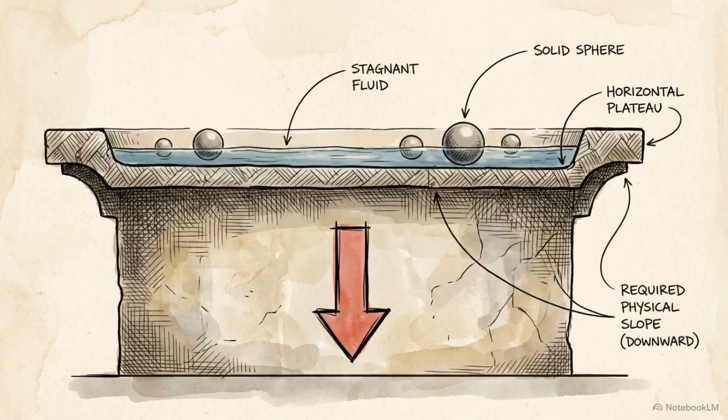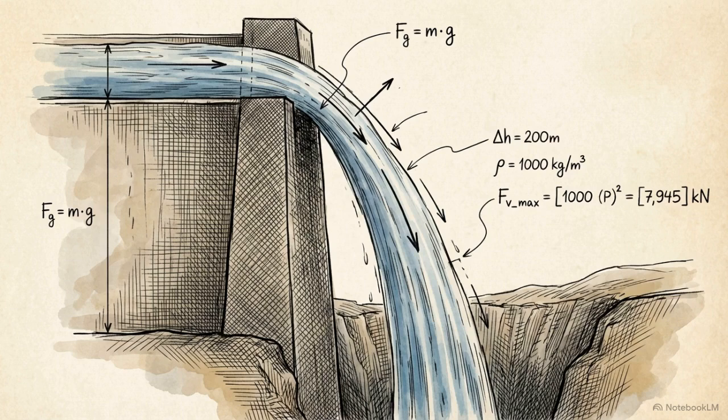Water stagnates on a perfectly flat surface. To make it flow, you have to introduce a physical slope. Markets act the exact same way. To move capital, you must create a drop.